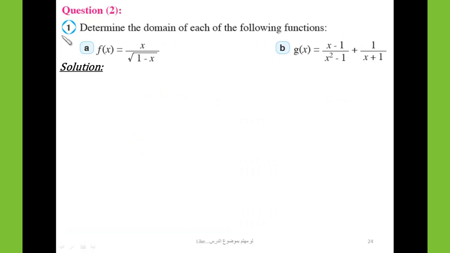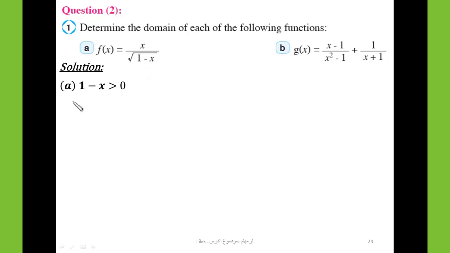Question 2. Determine the domain of each of the following functions. We have two functions, f of x and g of x. f of x equals x over root 1 minus x.